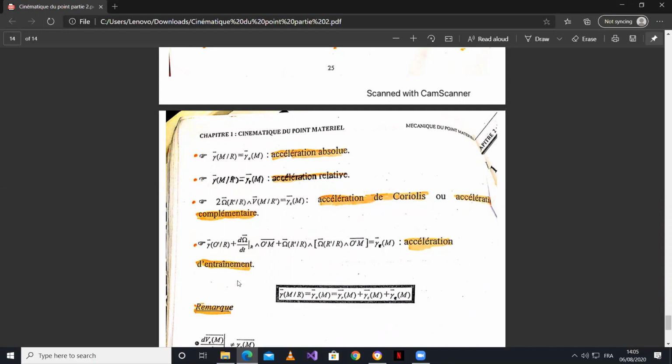And the acceleration d'entraînement, you first have the translation, this one here, the O prime R, the movement of the origin O prime. It's telling you how fast, or how much it was accelerating when it was being translated. Then the rest this side, they are representing its rotations.